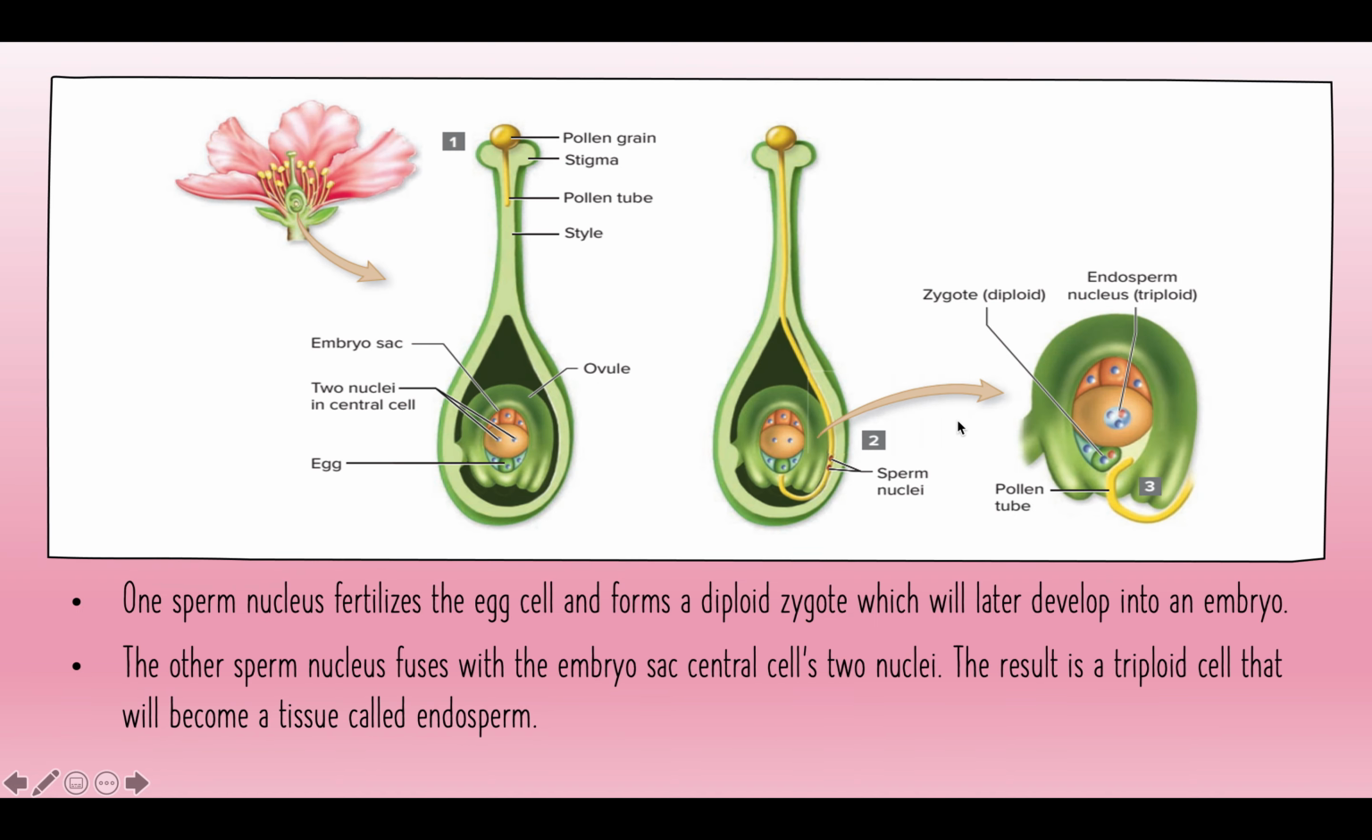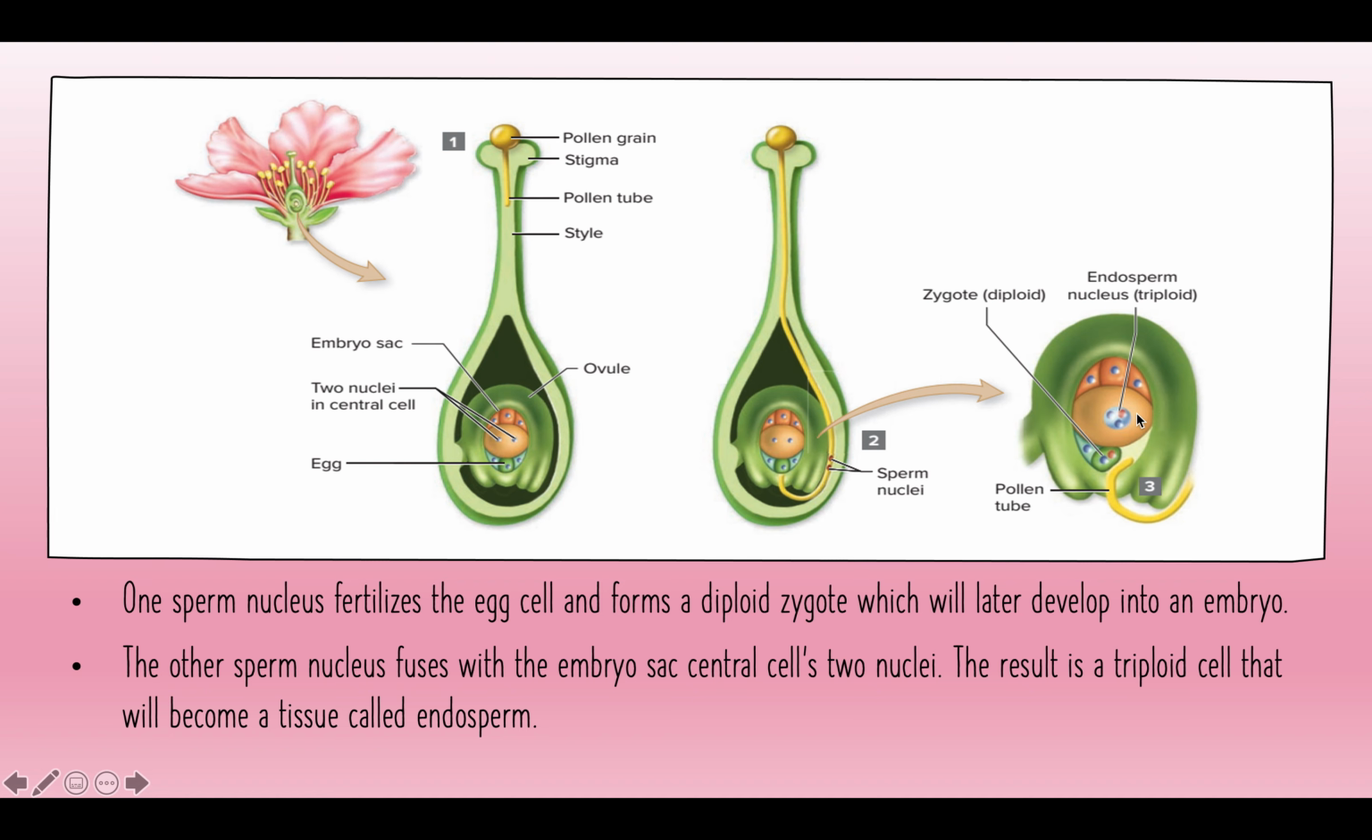I want you to look at illustration or step number 2. One sperm nucleus actually fertilizes the egg cell, which is at the entry, and the other sperm will fuse with the central cell of the embryo sac, which has 2 nuclei, and the result is a triploid cell that will become a tissue called the endosperm. The endosperm is composed of parenchyma cells that store food for the developing embryo.